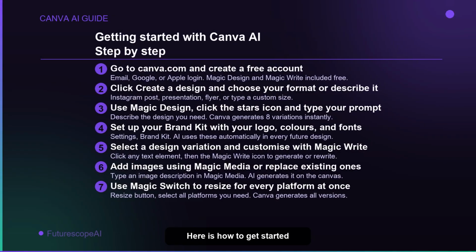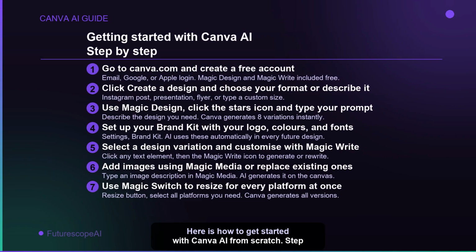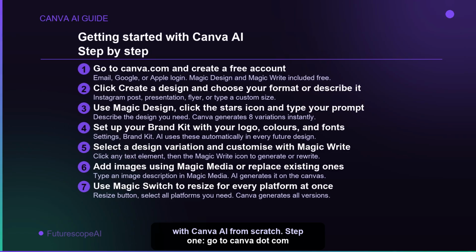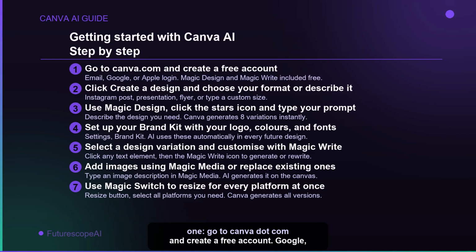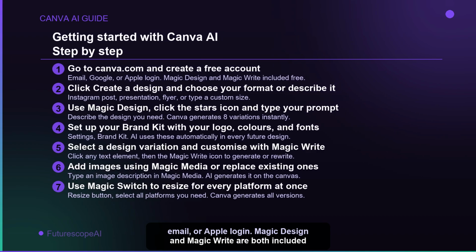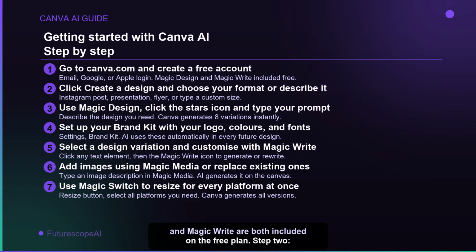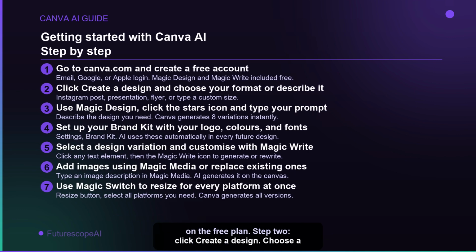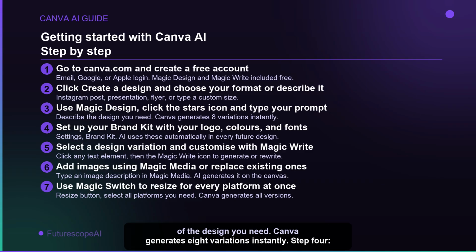Here is how to get started with Canva AI from scratch. Step 1. Go to canva.com and create a free account. Google, email, or Apple login. Magic Design and Magic Write are both included on the free plan. Step 2. Click Create a Design. Choose a standard format from the list or type a custom description and let Canva suggest the right format. Step 3. Use Magic Design. Click the sparkle icon and type a description of the design you need. Canva generates 8 variations instantly.